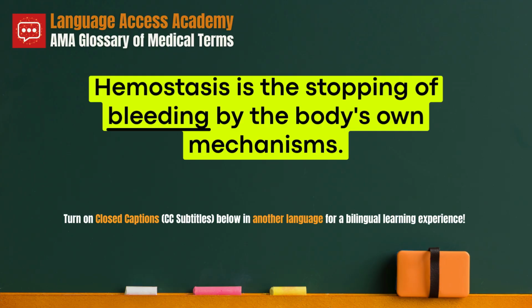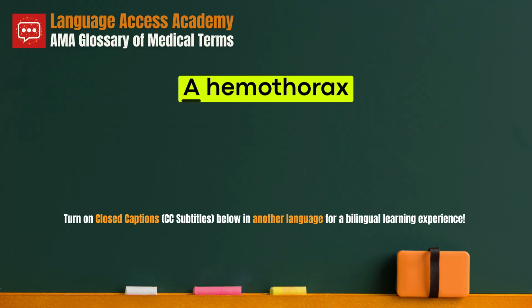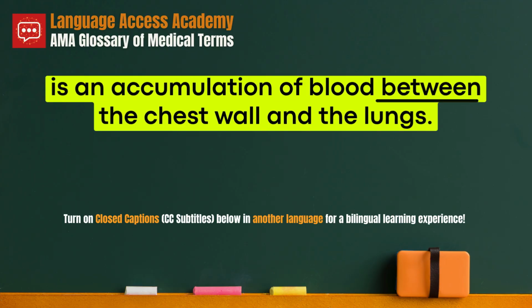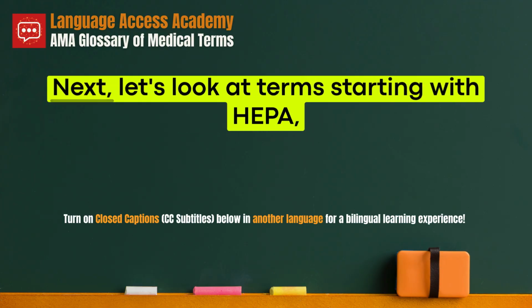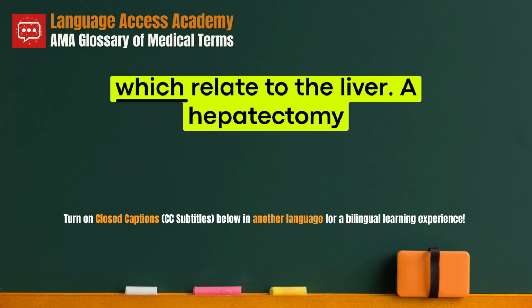Hemostasis is the stopping of bleeding by the body's own mechanisms. A hemothorax is an accumulation of blood between the chest wall and the lungs. Next, let's look at terms starting with hepa, which relate to the liver.